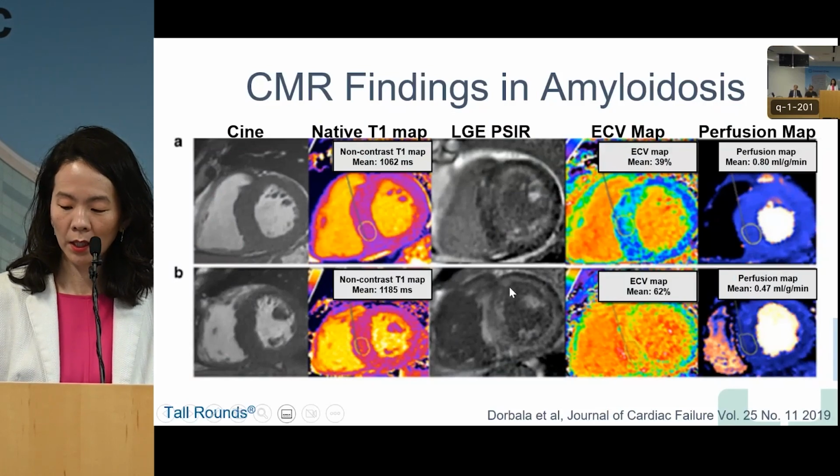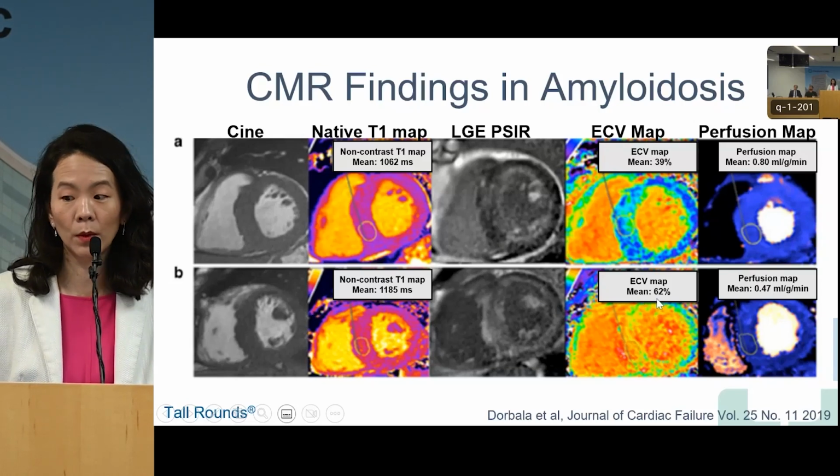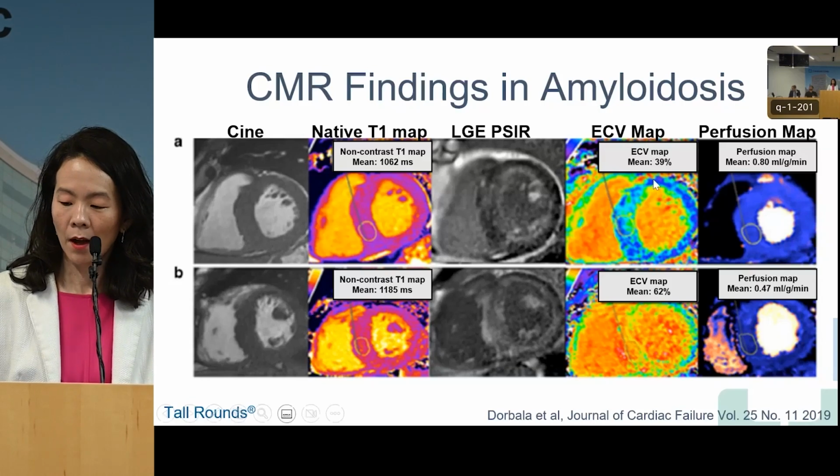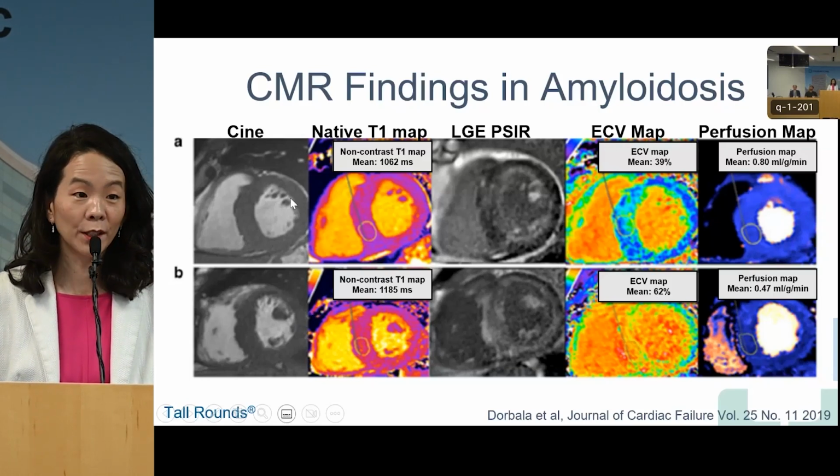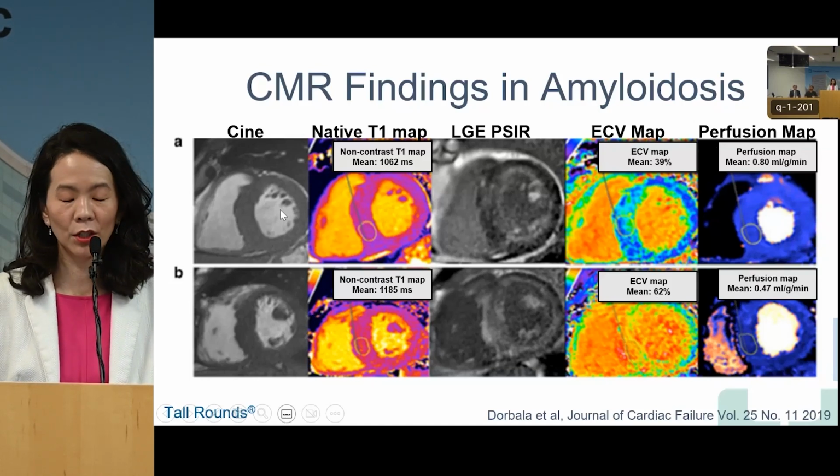You can look at the LGE. You can see there's definitely more LGE deposition or enhancement in patient B. ECV mapping is 62%. Normal is 28 to 29%. This patient above also has elevated ECV, but you can see patient B is significantly more. And you can also see on the perfusion map that the perfusion in patient B is definitely almost half that of patient A. But if we go back to the morphologic features just in terms of LV thickness, what you could see by echo potentially would be very similar.